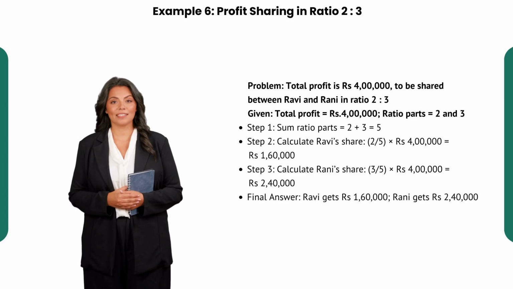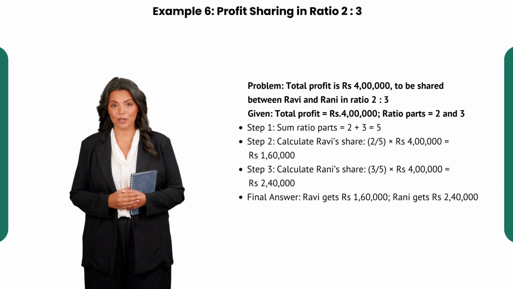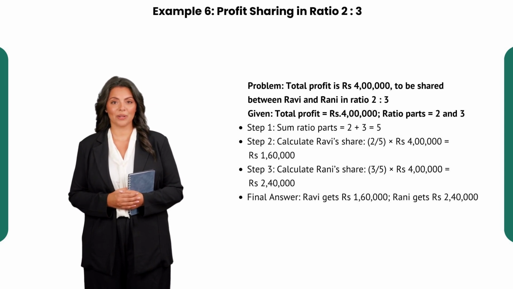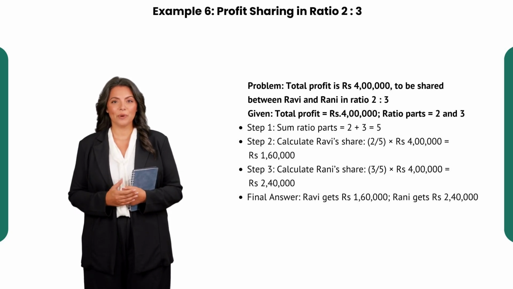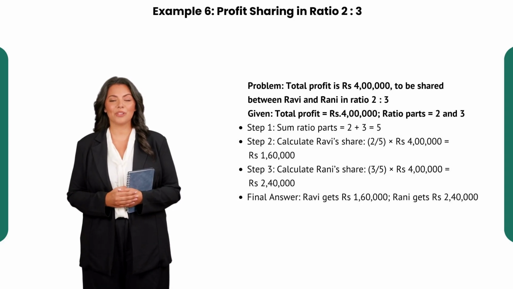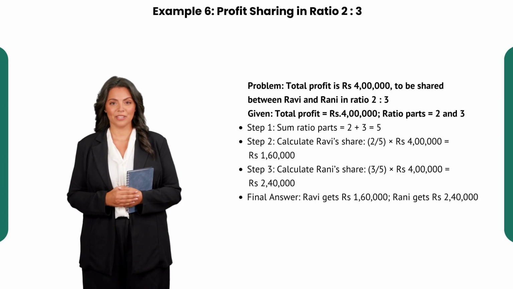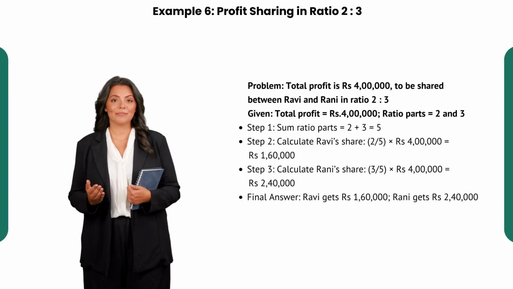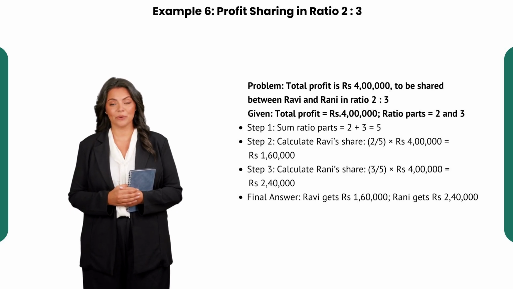She gets 3 parts out of 5, so 3 divided by 5 times rupees 4 lakh equals rupees 2,40,000. So, Ravi receives 1,60,000 rupees, and Rani receives 2,40,000 rupees. This shows how using ratios allows fair division, proportionate to investment or contribution. Think about other contexts, like splitting a bill or dividing tasks, using the same approach.